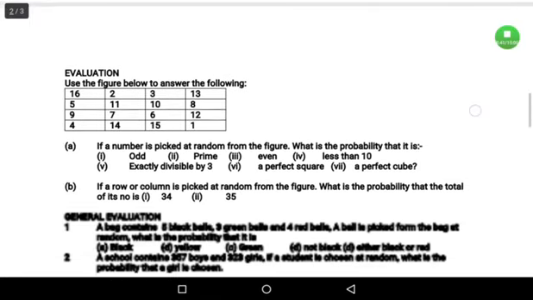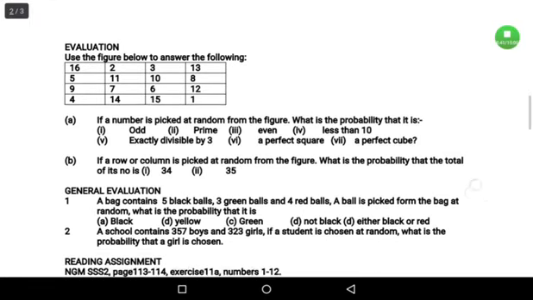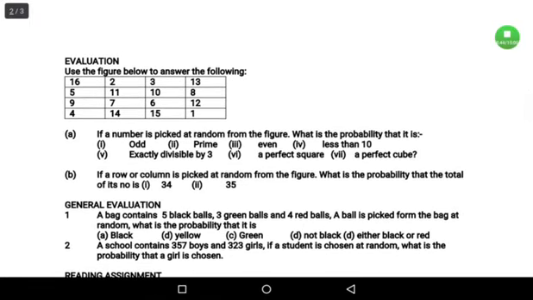Good. Let's quickly take these evaluations. Now that we've discussed experimental and theoretical probability, let's look at some things that you might meet in exams. Evaluation: use the figure below to answer the following. We have these numbers in this box or on this table.